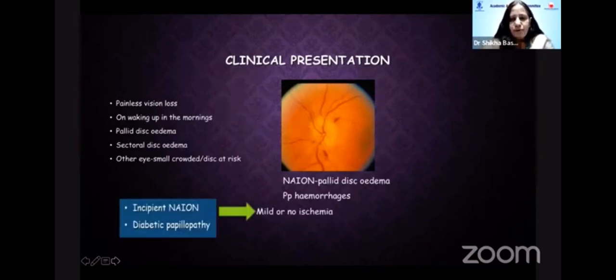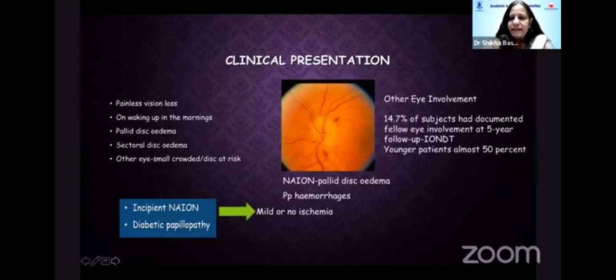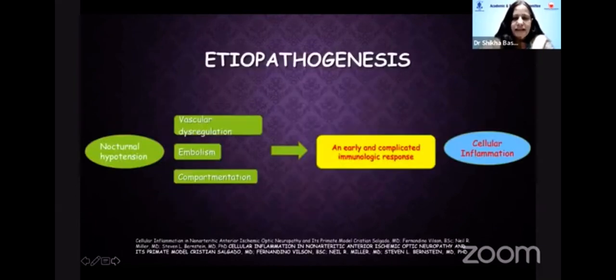Another thing that is noticed in this entity is incipient NAION or diabetic papillopathy. In these conditions, the ischemia per se is very mild, or there may not be any ischemia, so the visual loss is very little in these cases. The other eye involvement is 14.7% according to the IONDT. But various other studies have shown that in younger patients, the other eye involvement is almost 50%. Coming to the etiopathogenesis, it's multifactorial.